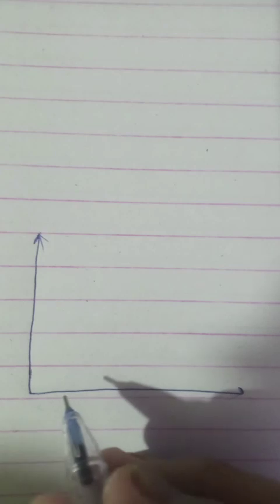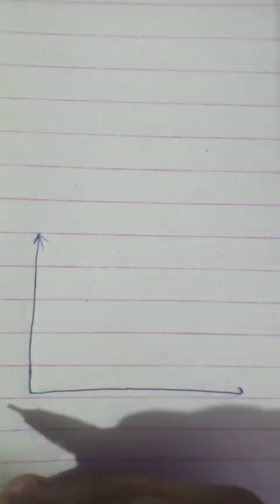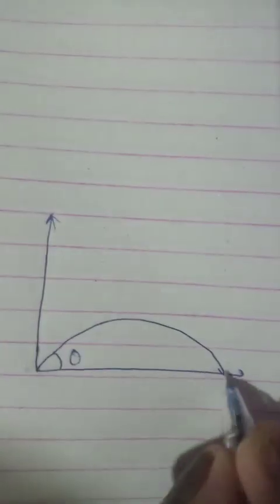So let's learn projectile motion. Projectile motion is the motion of an object in which the object is thrown at an angle with the horizontal. Like if I throw a ball like this with a particular angle theta, it will fall here.